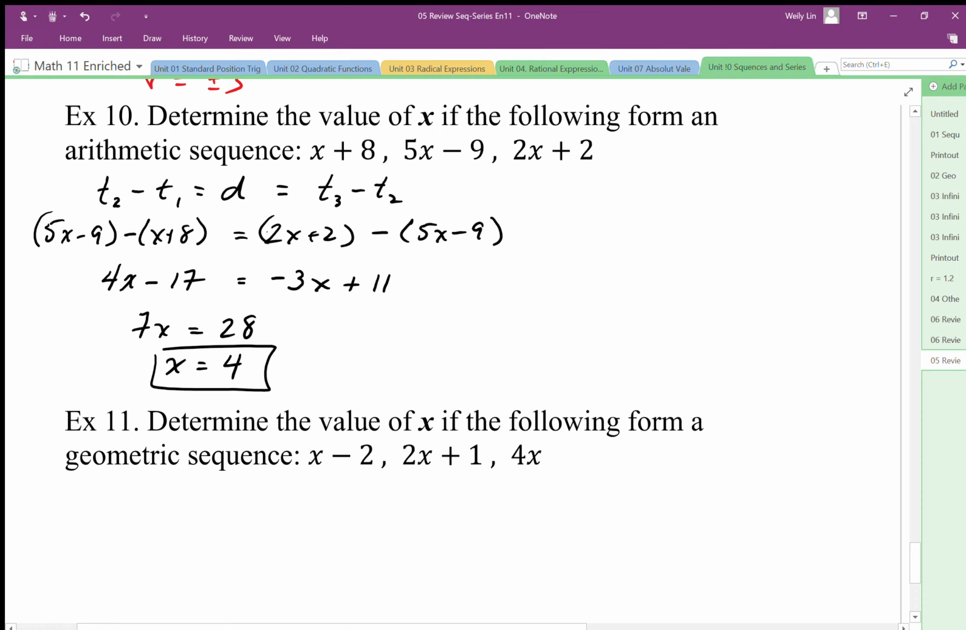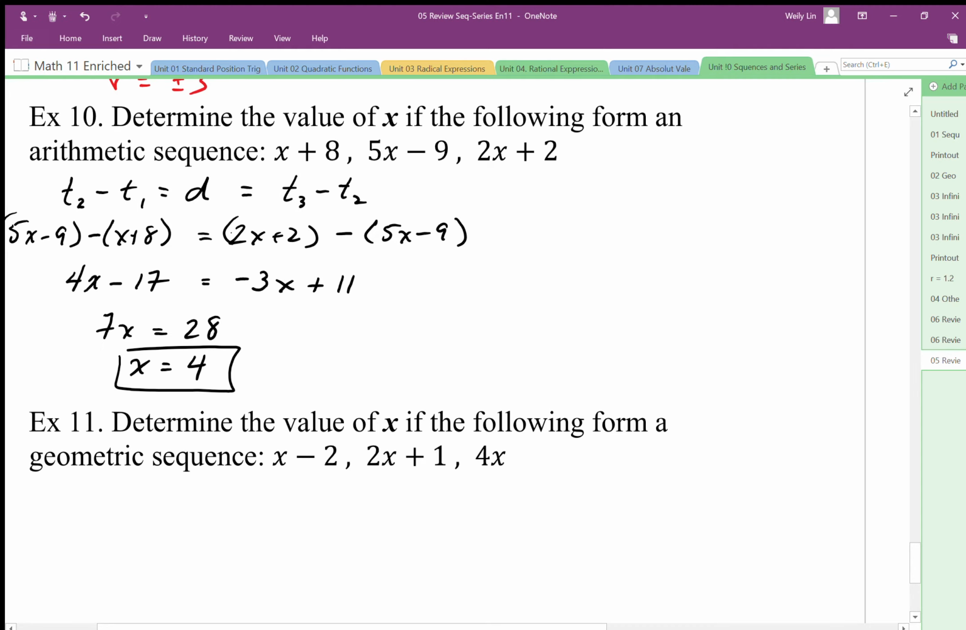Okay, so then once I figure out x, I can just check to see this is in fact an arithmetic sequence. 4 plus 8 is 12. That's going to be 20 minus 9, which is 11. And 2x plus 2, or 2 times 4 plus 2, is equal to 10. Yeah, the common difference is negative 1, so it goes down by 1 each time.